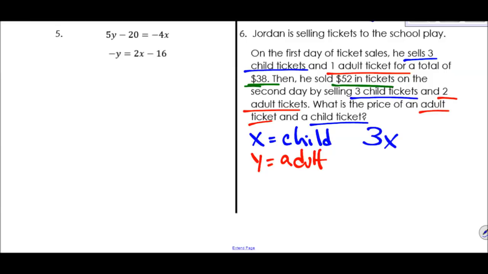Excuse me, I just misspoke. I said that we don't know the number of tickets. We do know the number. We don't know the cost. That's what we're trying to find. We're trying to find how much this costs and how much that costs.